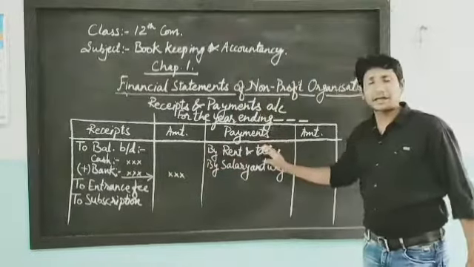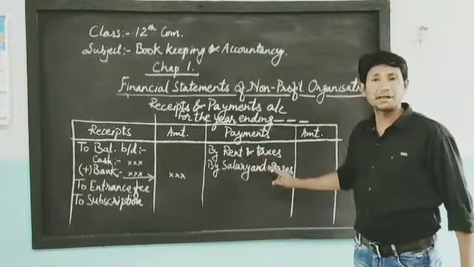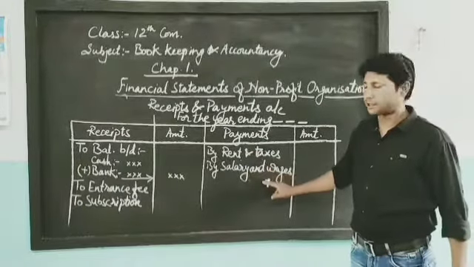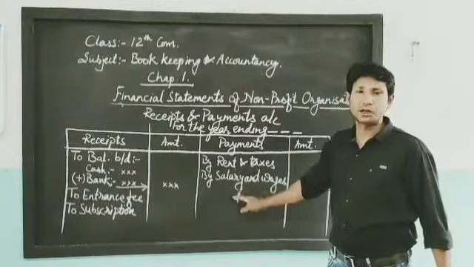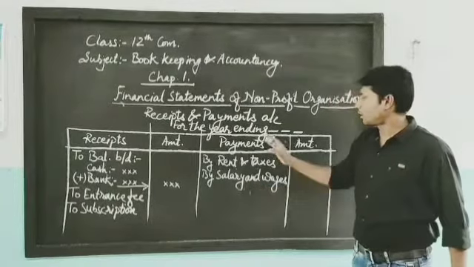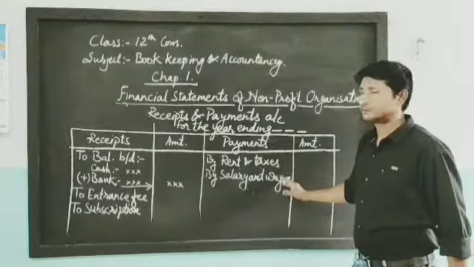And in the right hand side, all the payments are recorded, like by rent and taxes, by salary and wages, by honorarium to secretary, by interest paid, donation given, etc. All types of payments are recorded in the right hand side.